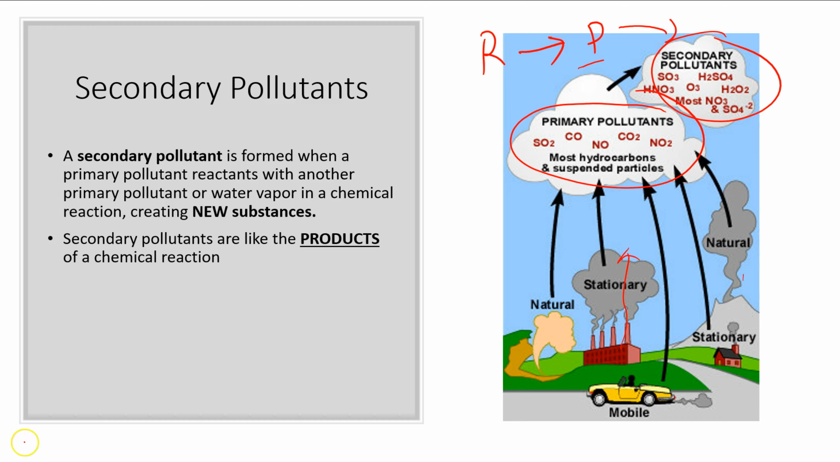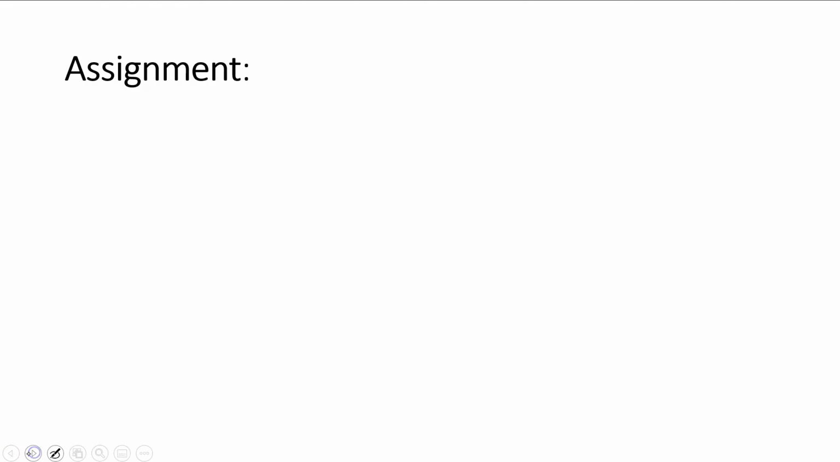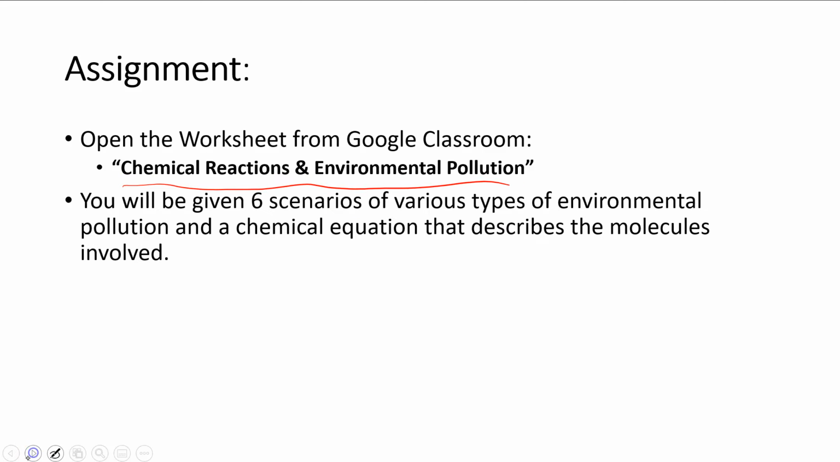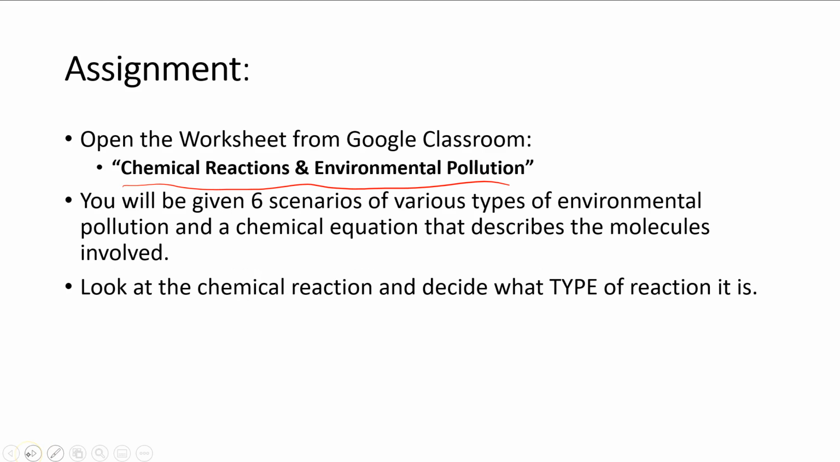What you guys are going to do today is there's an assignment posted. It's mostly a review of reaction types, just within the context of pollutants. There's the chemical reactions and environmental pollution document posted that's already had a copy made for you. You'll be given 6 scenarios of various types of environmental pollution, and your job is to look at the chemical reaction and decide what type it is and then submit that, and you will be done for the week. After which you guys, of course, will have that little Google form exit ticket.